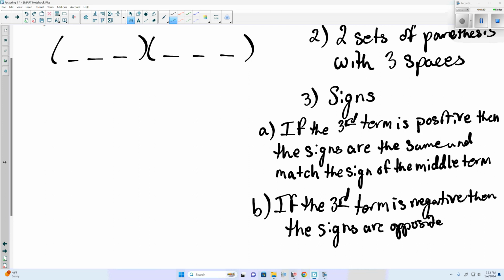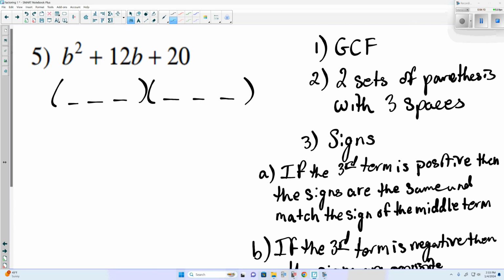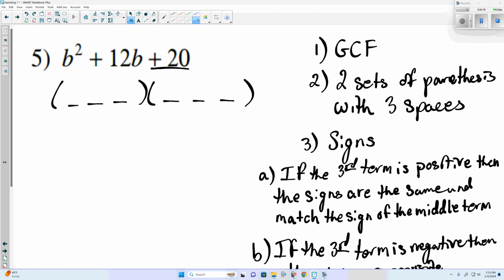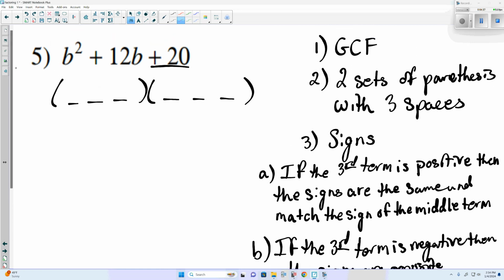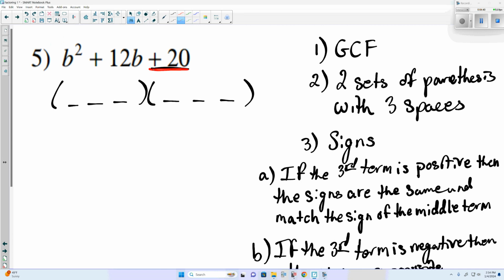And this is kind of nice because the way this works out is our third term, our 20, when we factor it, is going to come from the product of these two here. If we get a positive number, the signs either both have to be positive or both negative. So if the third term is positive, the signs are the same and match the sign of the middle term. If the third term is negative, our signs are opposite. If we look at this problem, we have plus 20. So since the third term is positive, our signs are the same and match the sign of the middle term, which is also plus. So our signs are plus and plus.